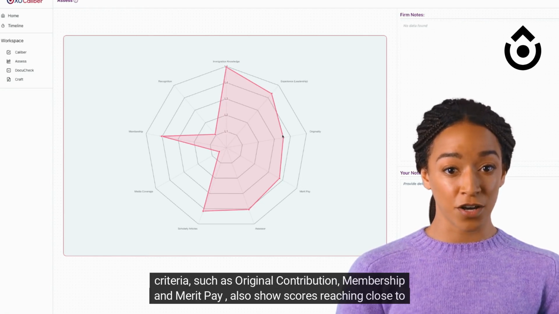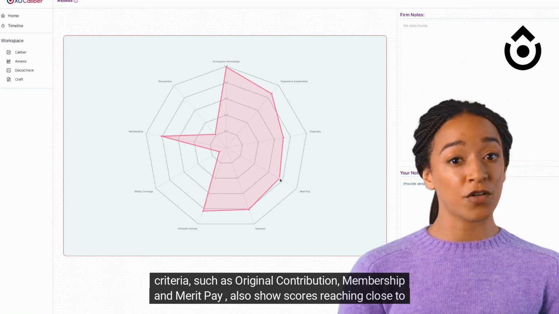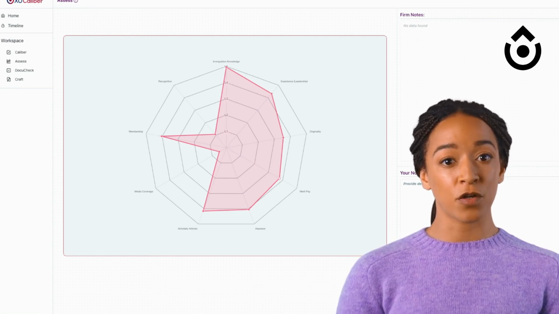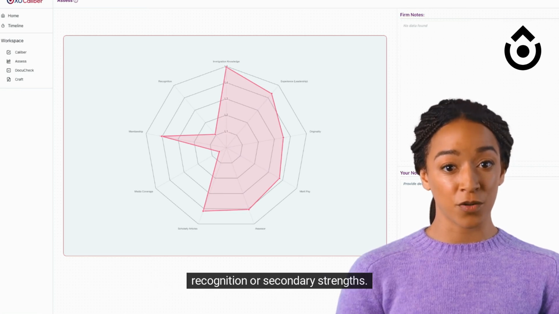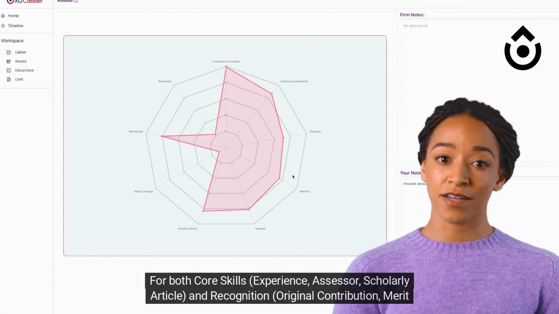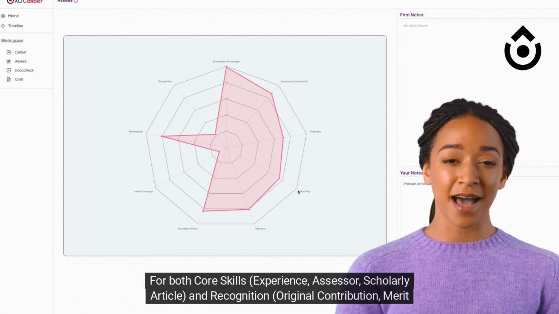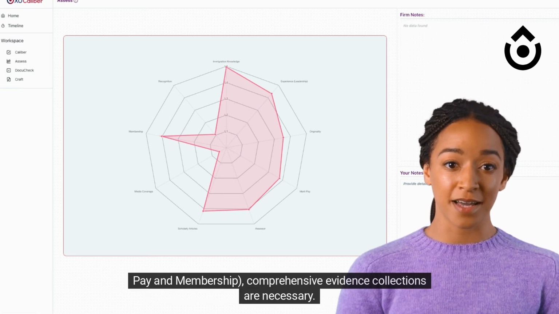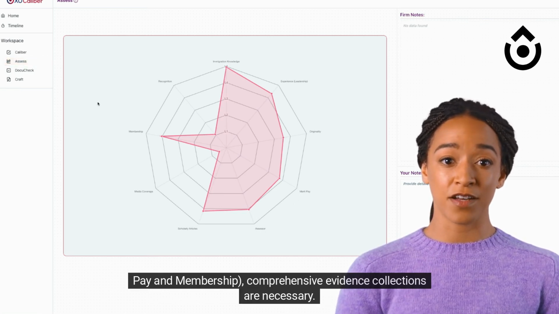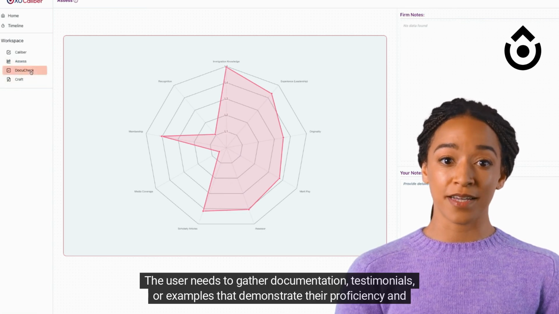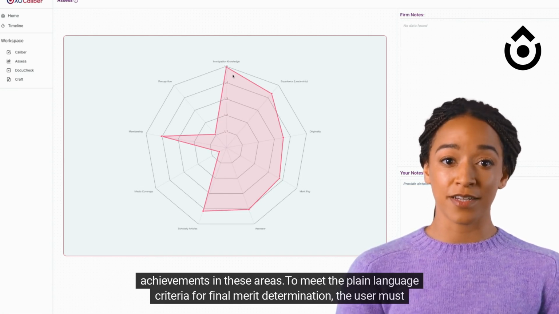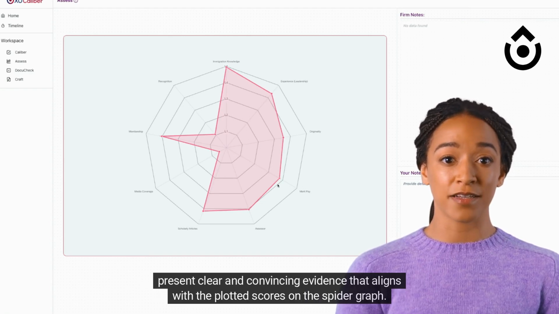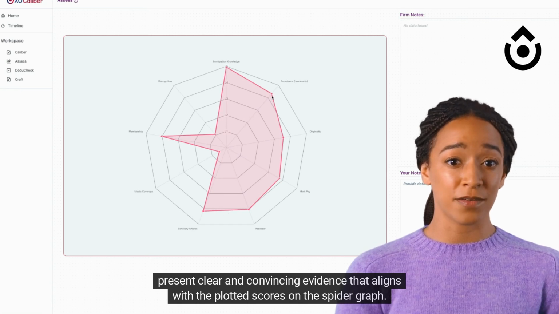Other criteria, such as original contribution, membership, and merit pay, also show scores reaching close to level 4. Although not as high as the core skills, these scores are significant and can be considered as forms of recognition or secondary strengths. For both core skills, experience, assessor, scholarly article, and recognition, original contribution, merit pay, and membership, comprehensive evidence collection is necessary. The user needs to gather documentation, testimonials, or examples that demonstrate their proficiency and achievements in these areas. To meet the plain language criteria for final merit determination, the user must present clear and convincing evidence that aligns with the plotted scores on the spider graph.